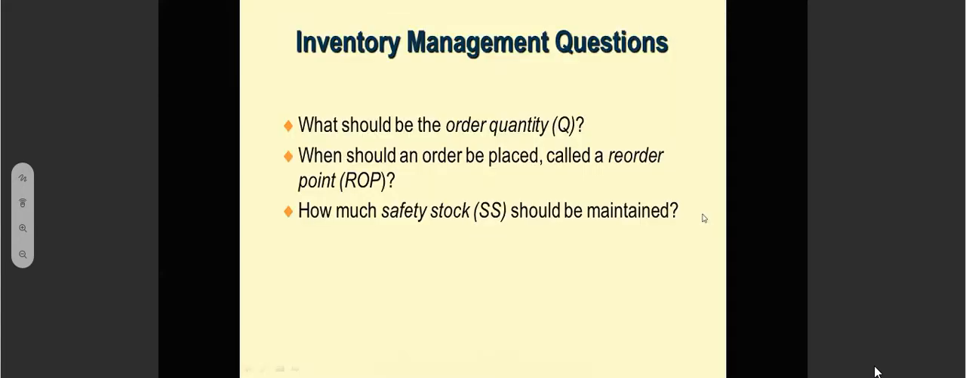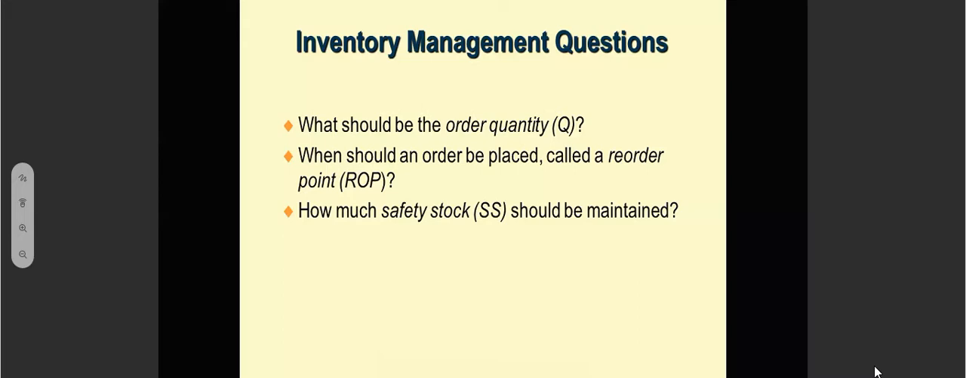So, under inventory management control especially, there are a number of questions in order to achieve effectiveness in managing the inventory. One of the questions is how much the order quantity should be and when the order should be placed.